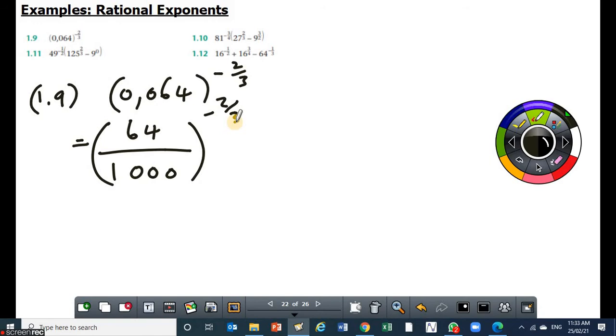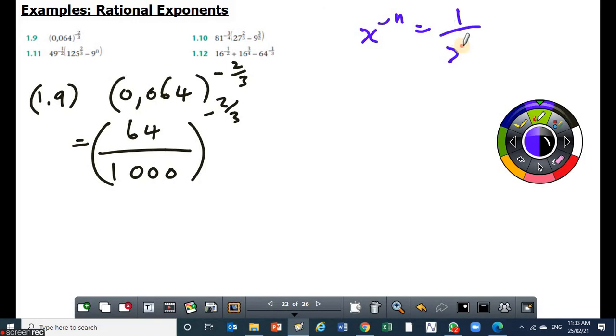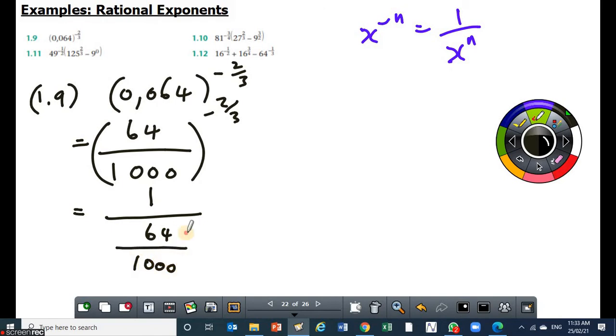So we are going to use definition number 3. That's x to the power of minus n equal to 1 over x to the power of n. So this would equal 1 over, remember, our base here is a common fraction, 64 over 1,000. That's our base. So this becomes 1 divided by 64 over 1,000 raised to the power of 2 over 3. Then you can simplify this further.